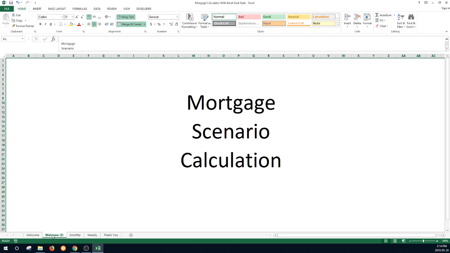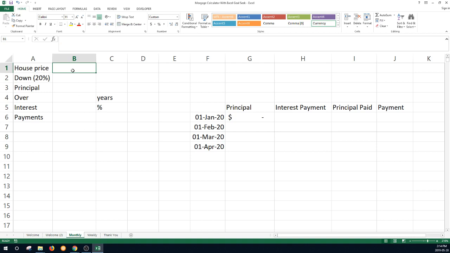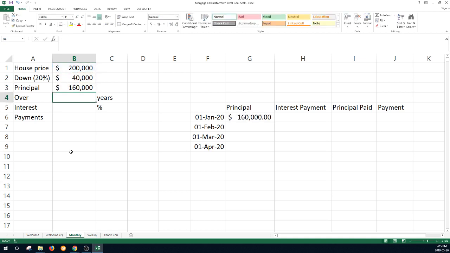Today I'm going to show you how to calculate your mortgage payment based on the size of your principal, the interest rate, and the period over which you want to keep the mortgage. Now let's say you're buying yourself a house for $200,000. Let's say you're looking to make a down payment of 20%, so $40,000. The size of your principal is of course the difference, so $160,000.